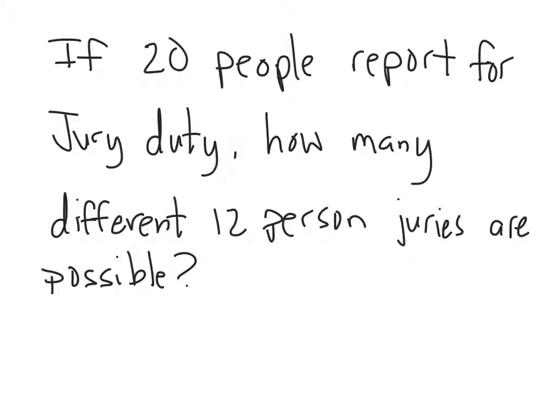So we have 20 people reporting for jury duty. How many different 12-person juries are possible? So we have 20 people total, and I want to know how many just plain groups of 12 I can make. Because of the size of these numbers, I'm going to go to my calculator to do this. I'm going to type in 20C12, and I get 125,970. There are a lot of different groups I can make of 12 if I have 20 people to choose from.